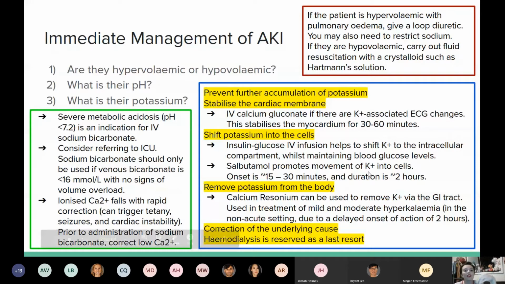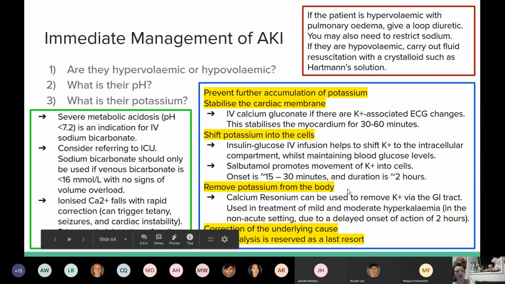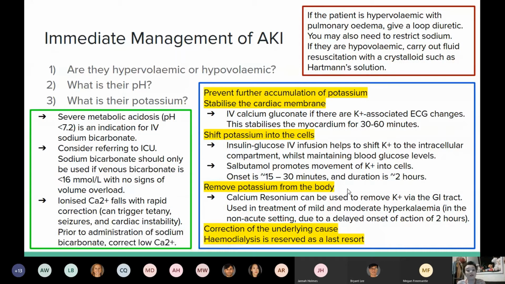So all of these things, they take a little bit longer to start acting, but they also last a little bit longer. So you'd stabilise the cardiac membrane first, then you would do these different methods from shifting potassium into the cells, which again buys you more time, and then you can think about removing potassium. So if you're correcting their AKI, you might not have to actively remove that potassium. But in case you do, the things that you would use, you've got calcium resonium, which can be used to essentially take the potassium out of the GI tract. So that's what you would use in the more mild to moderate cases, if you're not able to just quickly resolve the kidney injury and it's all fine.